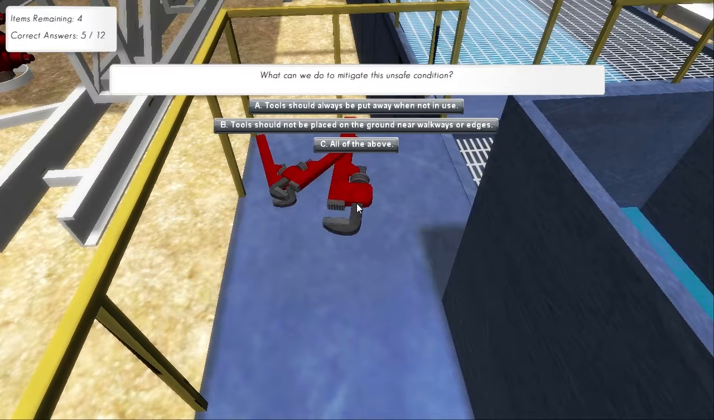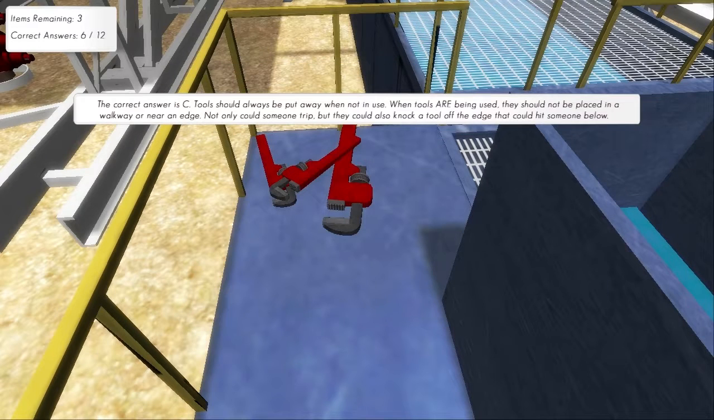What can we do to mitigate this unsafe condition? A. Tools should always be put away when not in use. The correct answer is C. Tools should always be put away when not in use. When tools are being used, they should not be placed in a walkway or near an edge. Not only could someone trip, but they could also knock a tool off the edge that could hit someone below.